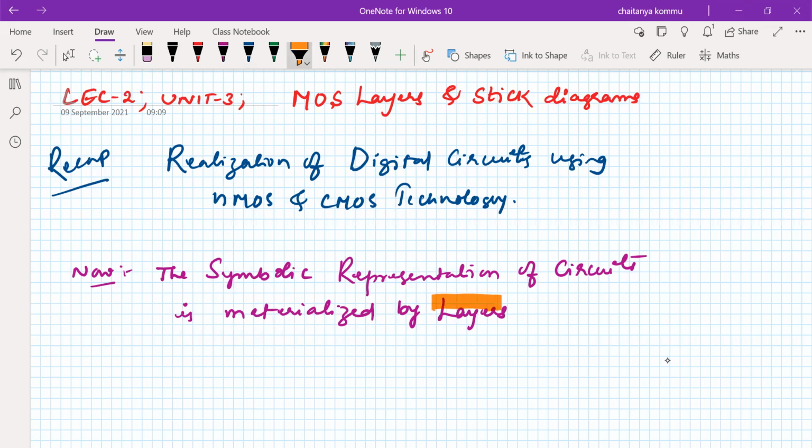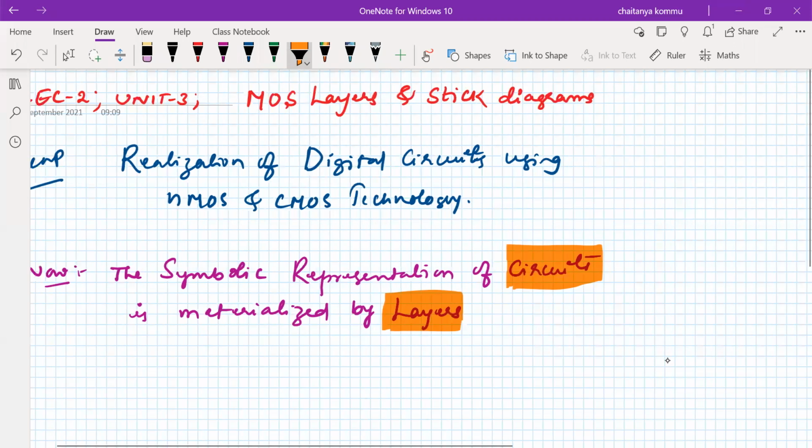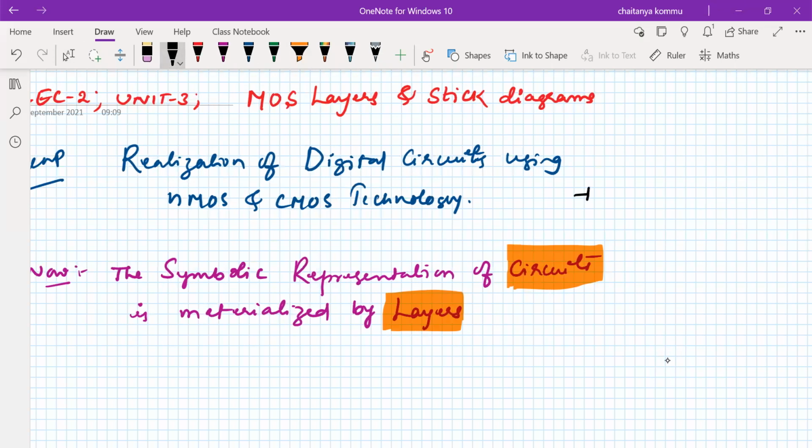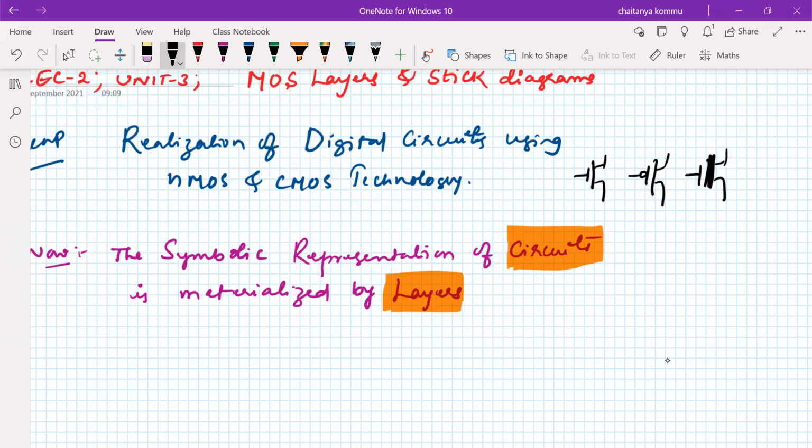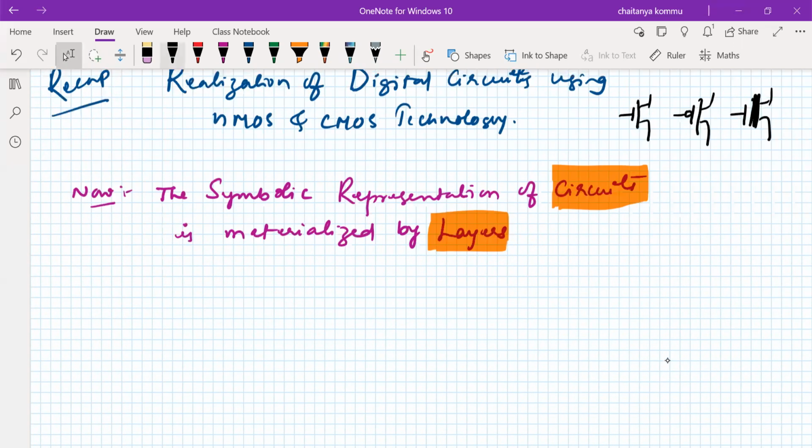Clear? So the layers are very important now for the circuits that are represented in NMOS and PMOS symbolic representations. Normally these are the symbols that I have used for NMOS, and this is for the PMOS. This is for the depletion type MOS transistor. Something like this we have seen, but now we are going to use some layers. So what do you mean by a layer? That is the concept called MOS layers.